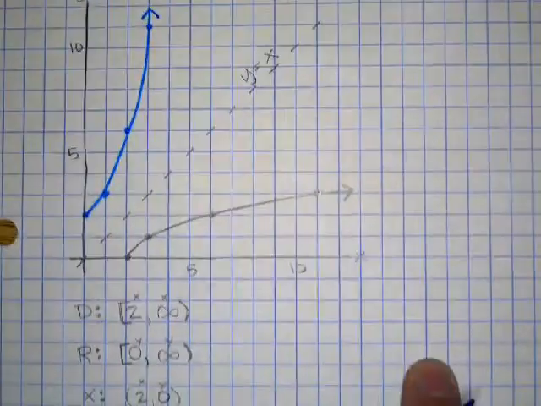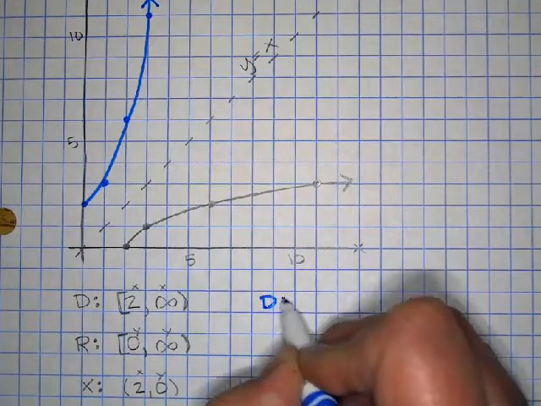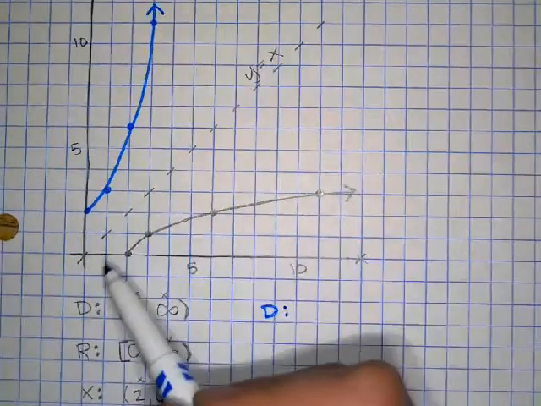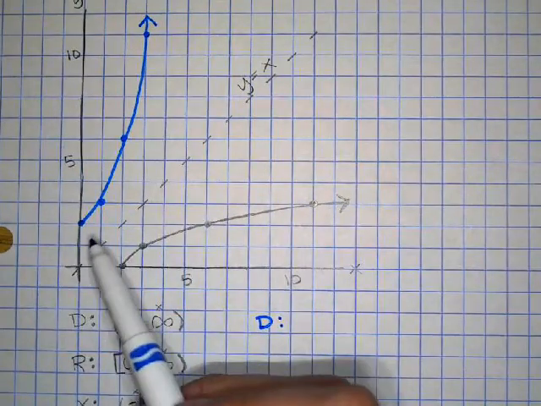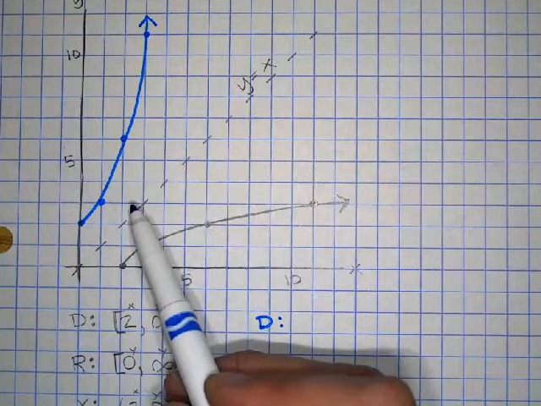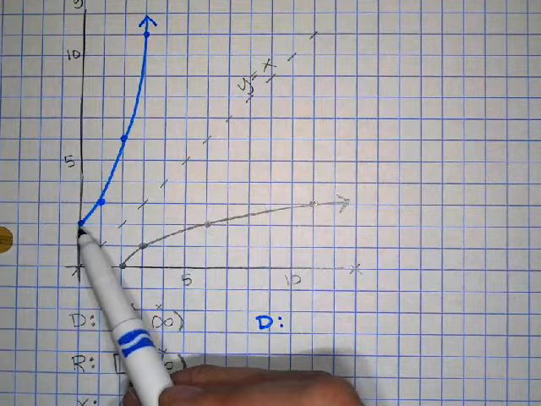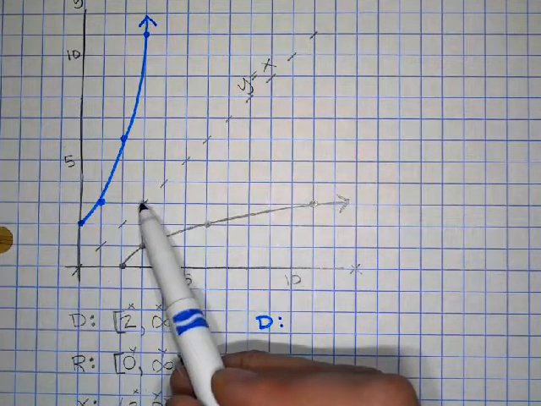Okay. Let's come down here. Okay, so if I look at my other graph, and I look from left to right, how far left does the graph go? And how far right does the graph go? Infinity.